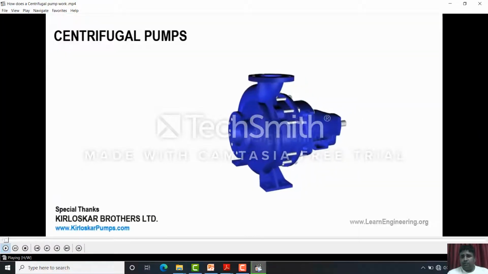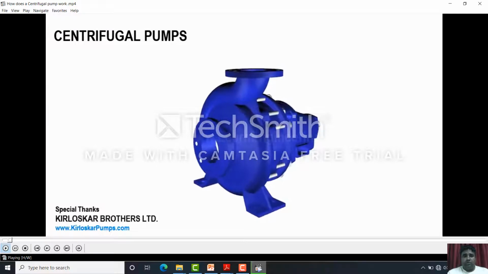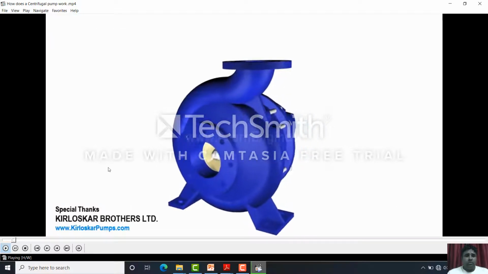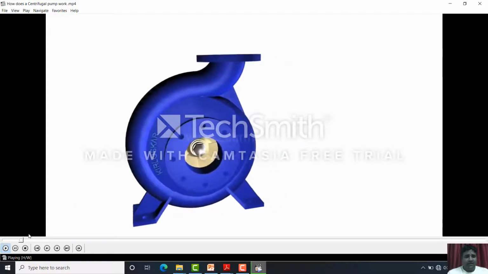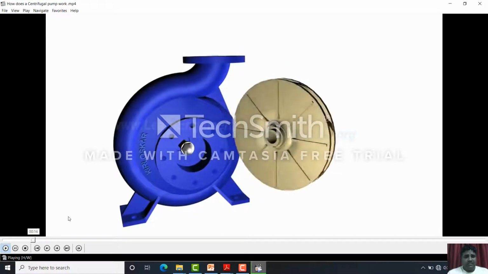Centrifugal pumps are the most preferred pumping devices in the hydraulic world. In this video, we will have a conceptual overview of centrifugal pumps. So here is the casing. Inside the casing there will be a propeller.